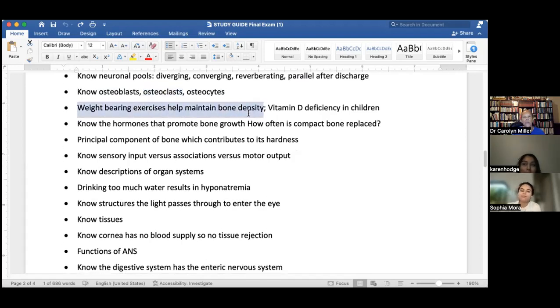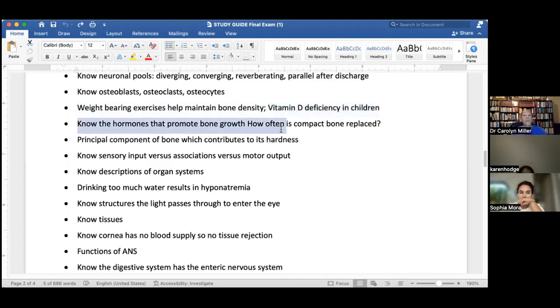Weight-bearing exercises help maintain bone density. If I've got a patient that has osteoporosis, I want you to do 30 minutes minimum of exercise, 5 days a week, weight bearing, because putting weight on the joints will stimulate the production of new bone, osteoblasts. Also, we have to have the right amount of calcium, and we need vitamin D because that helps with the uptake of calcium. Which brings me to a vitamin D deficiency in children. That would be rickets. In adults, osteomalacia. In children, it's rickets.